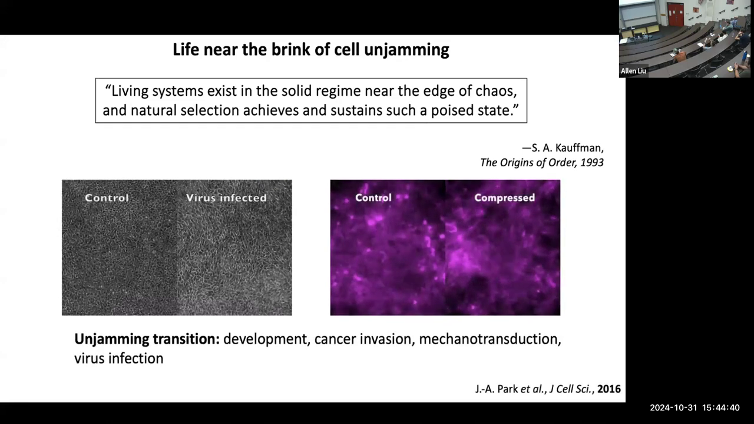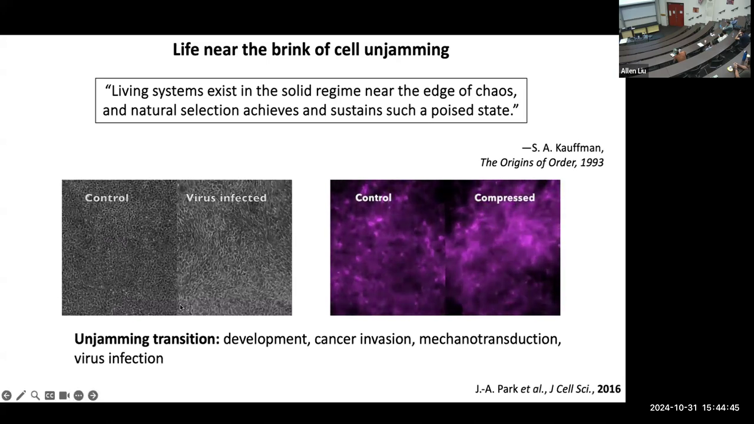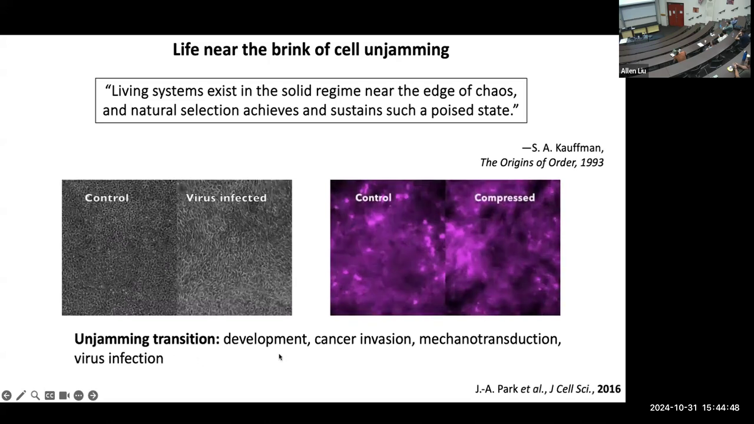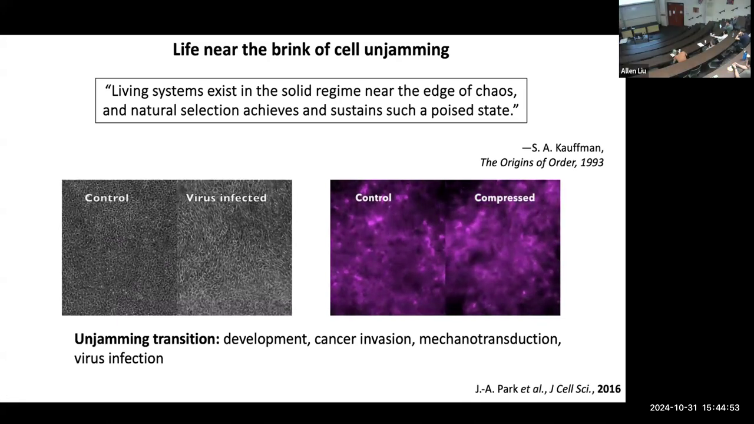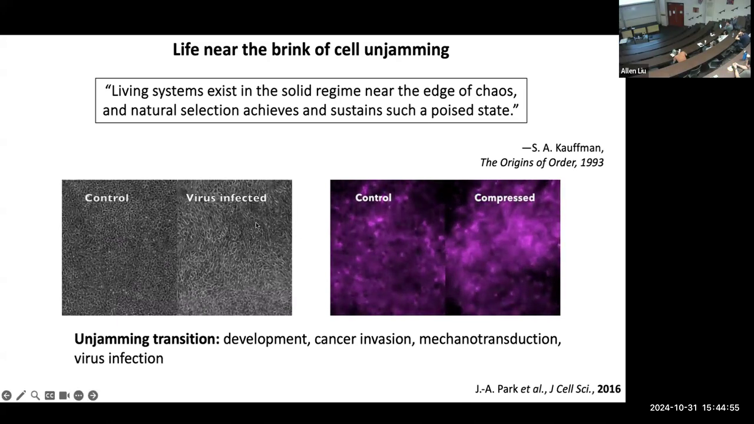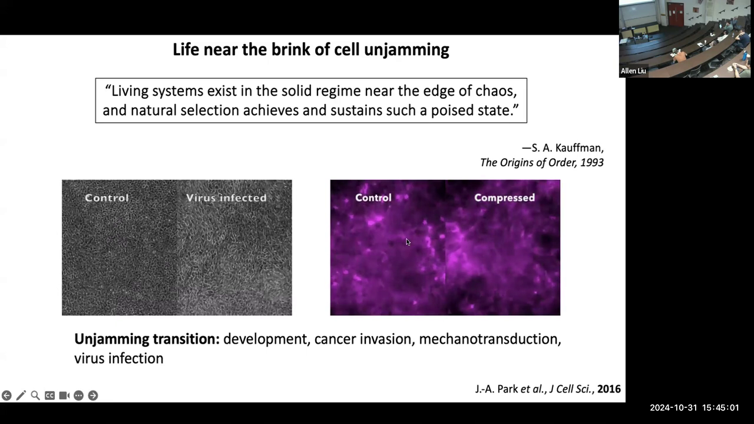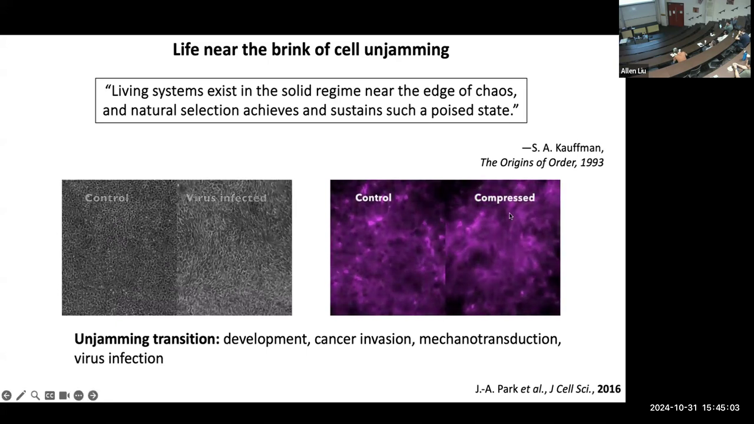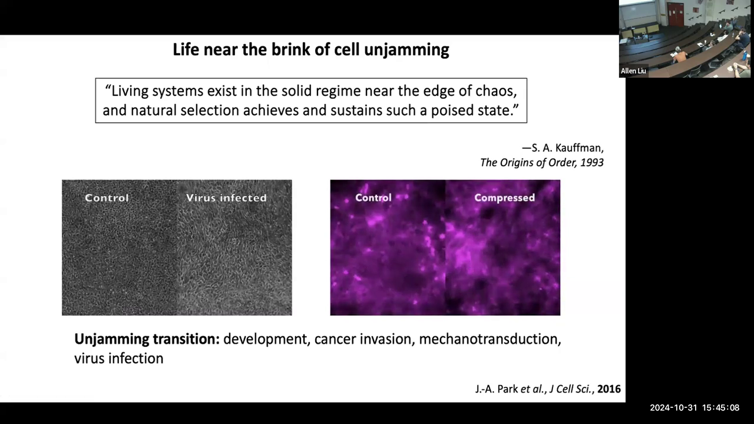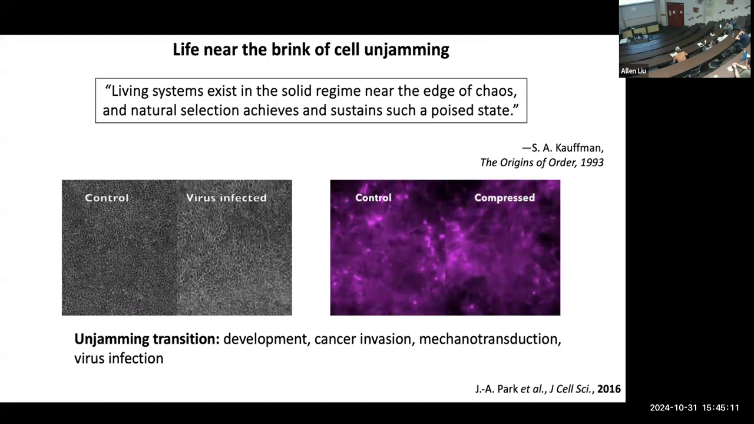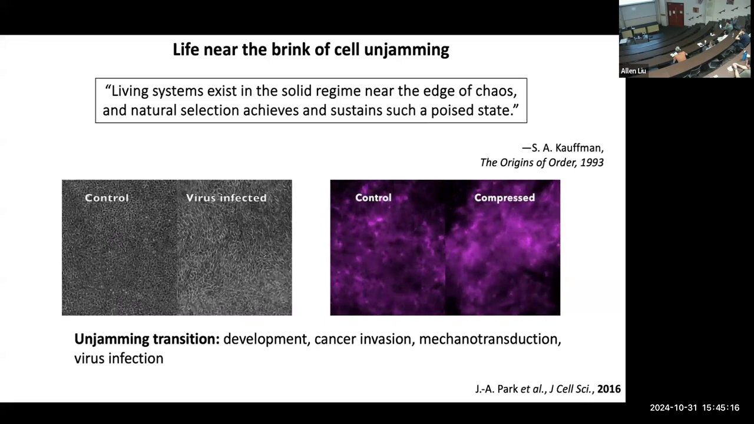So here are examples that people have already done using various perturbations on 2D monolayers of cells. If you infect them with viruses, you can see these unjamming transitions that can occur in development and cancer invasion. And then here, similarly, this is in asthmatic epithelial cells. When you compress the cells, you can start to see movement of the cells. Okay. So my lab is interested in looking at how mechanical perturbations of cells, in the case of 2D and 3D, can actually start to stimulate movement of cells.